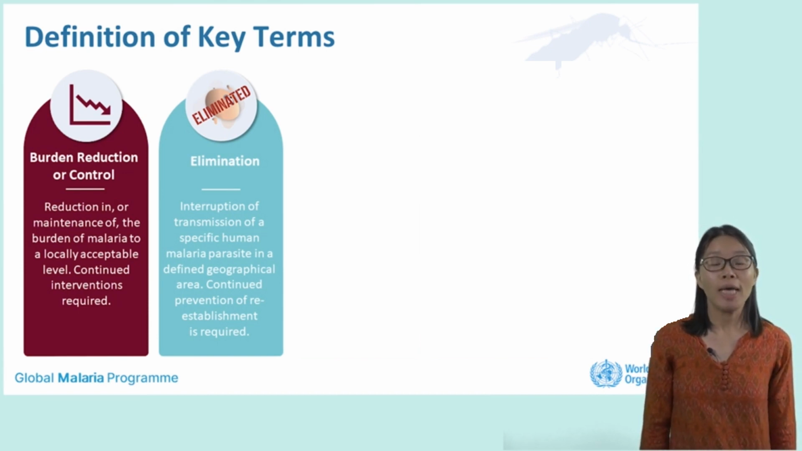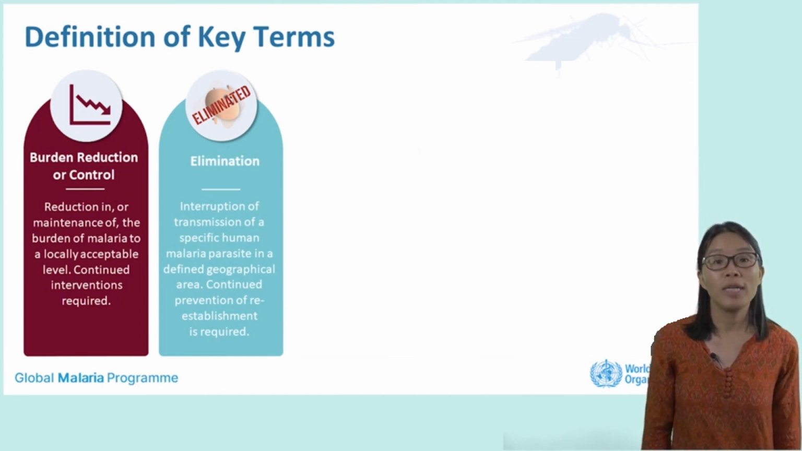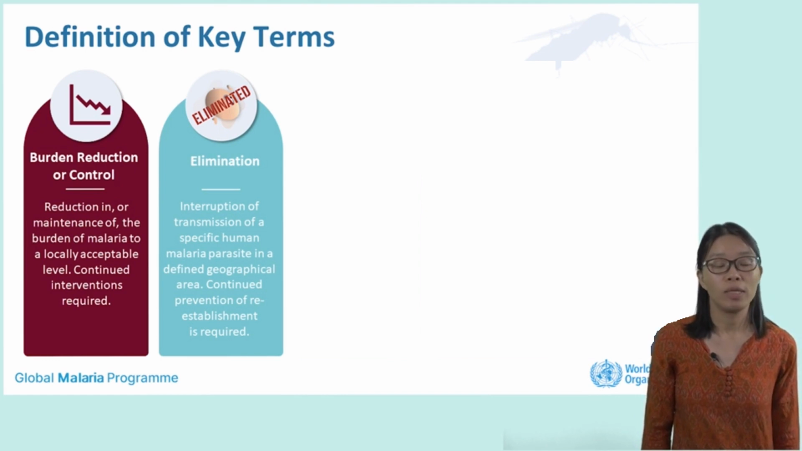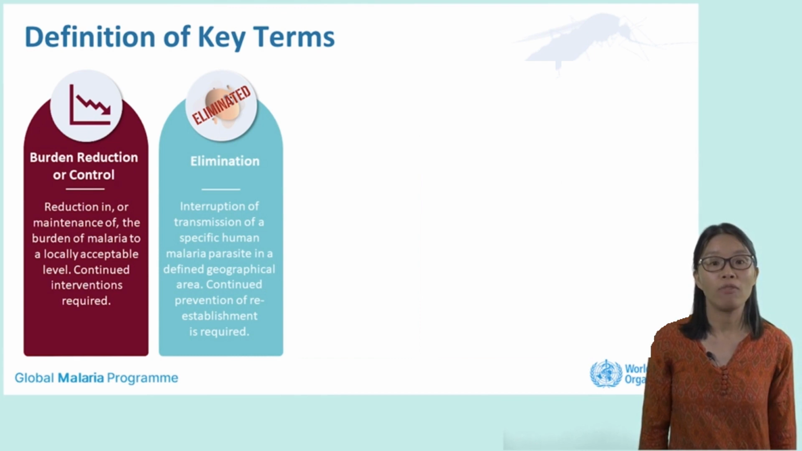For example, in the Greater Mekong subregion, there is an immediate goal of eliminating P. falciparum because of concerns over the development of drug resistance, while the goal for eliminating P. vivax is farther away. Although malaria may be eliminated in some geographical areas, it will still occur in many other parts of the world. Therefore, continued prevention of re-establishment of transmission is required.